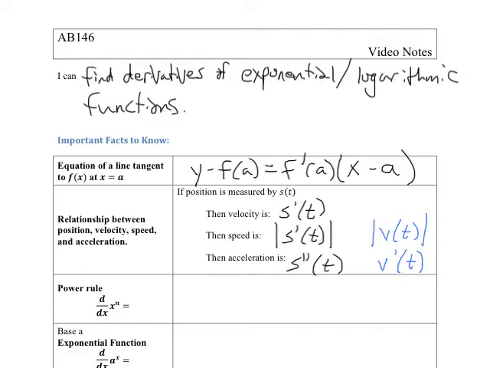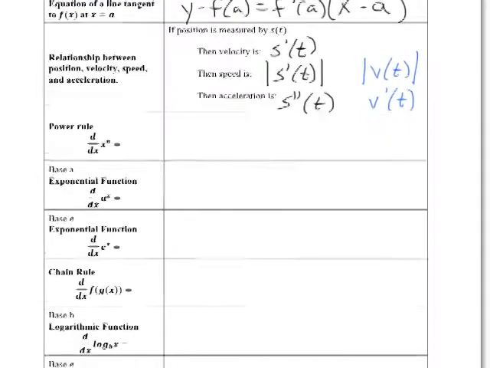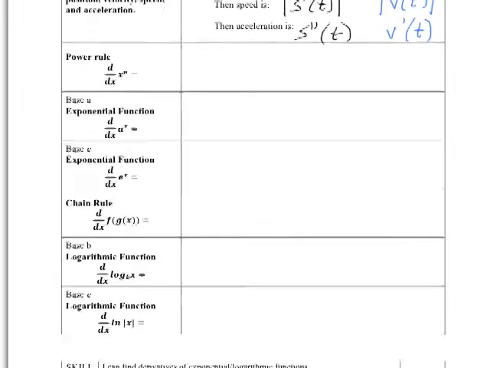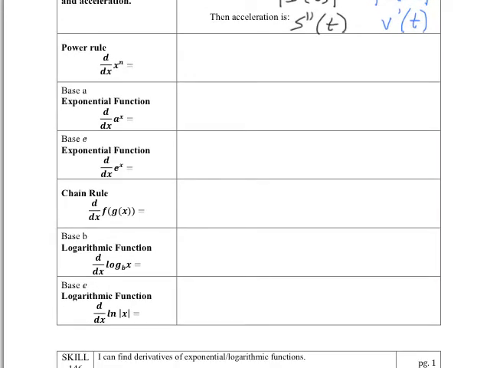So the power rule for derivatives, we learned that when we first started learning derivatives. Anytime you take the derivative, you can move the n down in front and subtract 1 from the power. For example, the derivative of x to the 6th is 6x to the 5th.